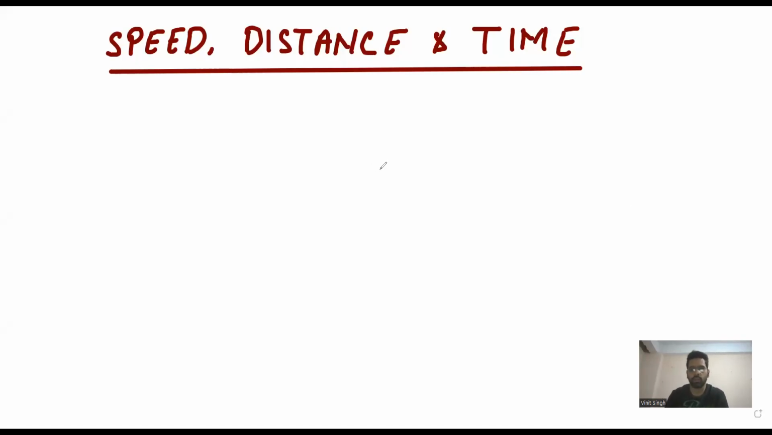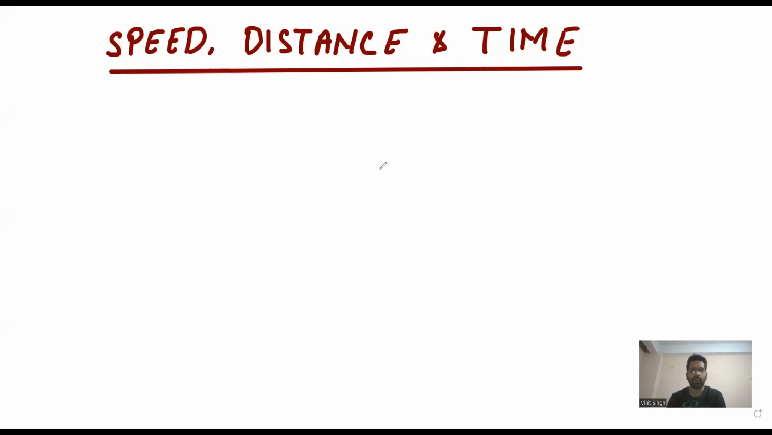Hello everyone. Today we will start a new chapter, speed, distance and time. Speed, distance, time is a very important chapter whether you are giving a government job examination or corporate job examination. You will see 2 or 3 questions of speed, distance and time in every examination. So we will start the chapter speed, distance and time.